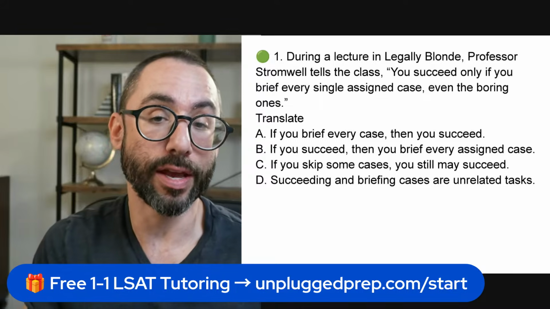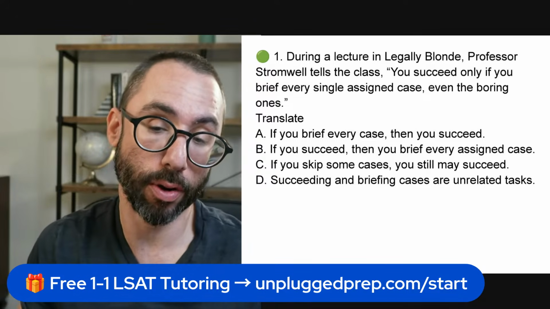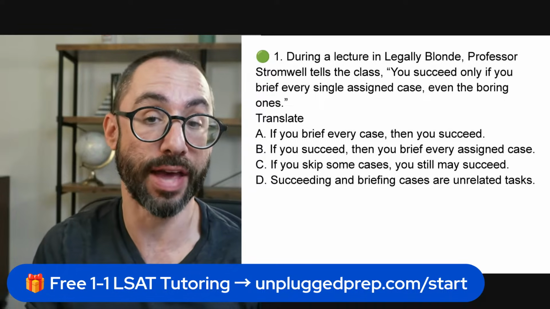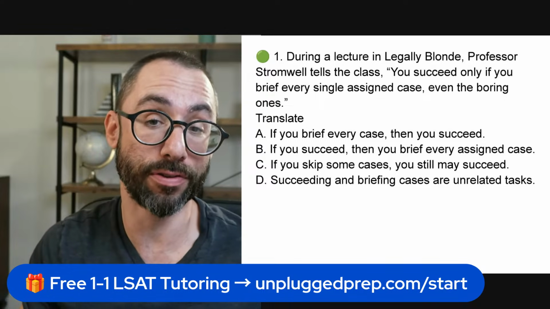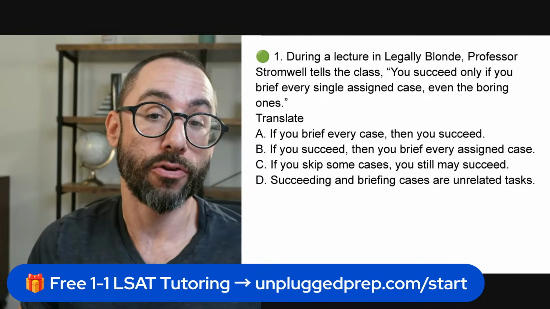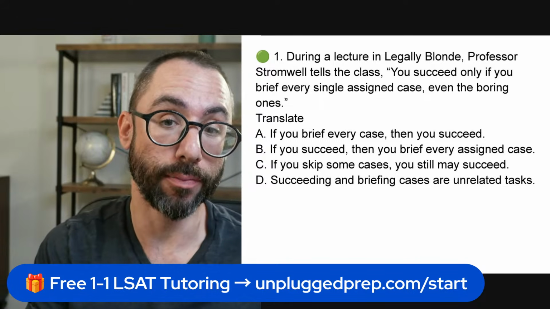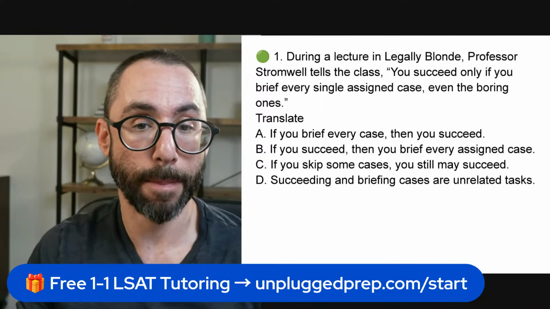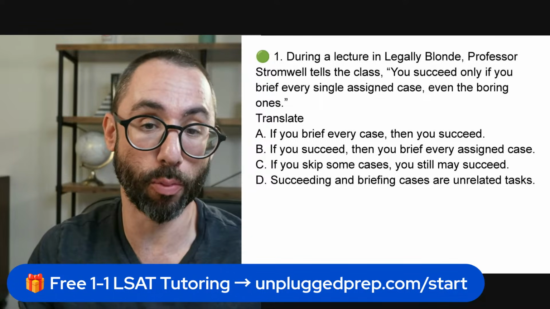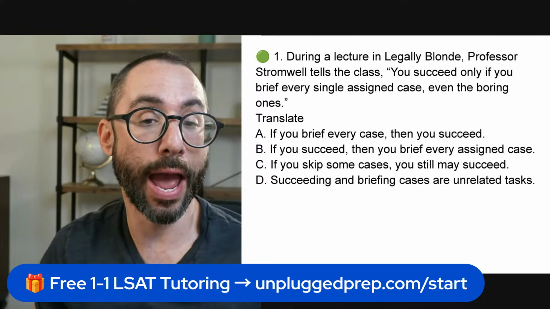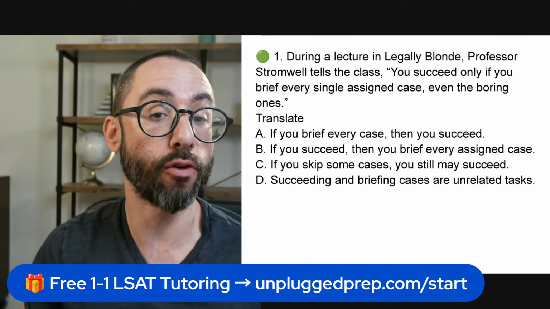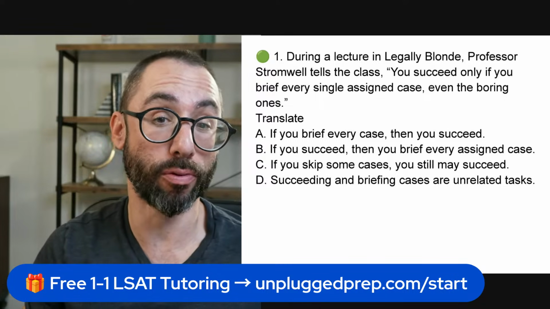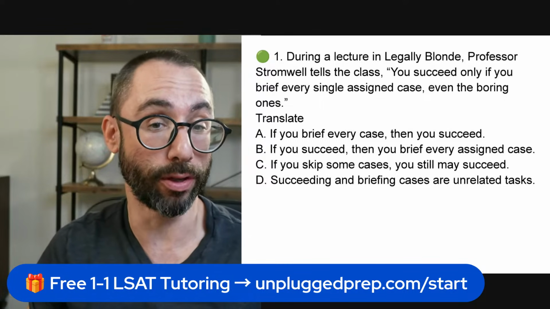Only if is a necessary condition indicator, meaning that whatever immediately follows that statement is the necessary condition coming after the arrow, and the other part of the statement comes before the arrow. So this statement properly translated is actually succeeding requires briefing. Choice A says briefing requires succeeding, or briefing guarantees succeeding. So A is actually a reversal of what we want to see. We want to see succeed on the left and brief on the right. A has brief on the left and succeed on the right.